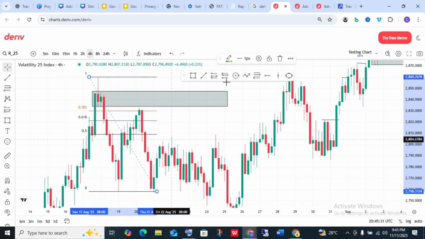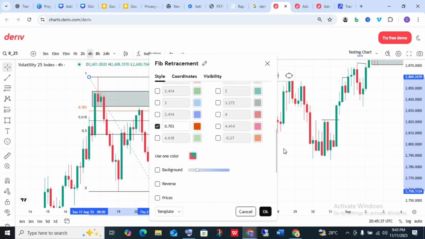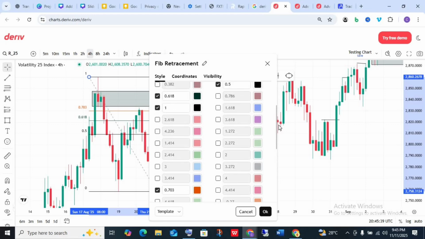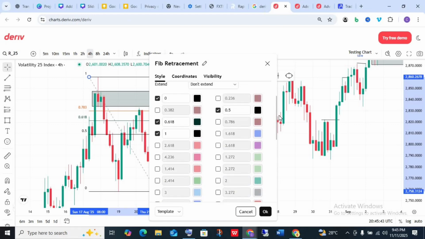To make your Fibonacci look like mine, let me click on settings, and you can see my settings right here. I only have a few of them showing, so you can pause this video and copy my settings, or select my settings on your chart.